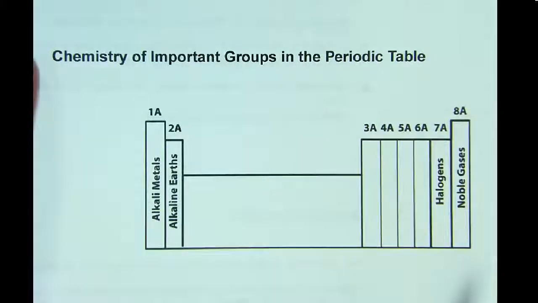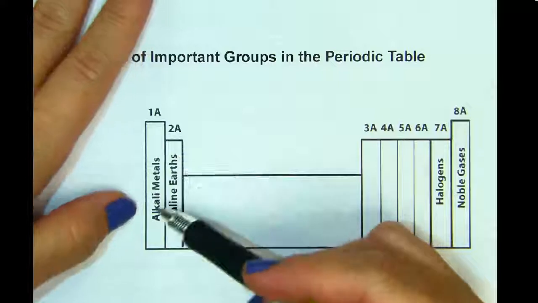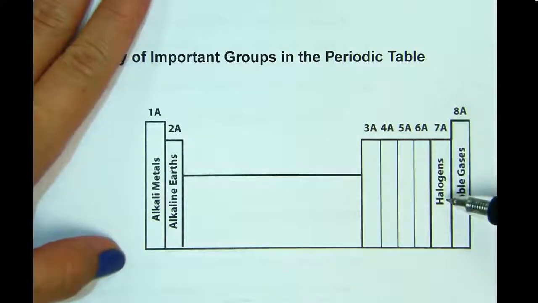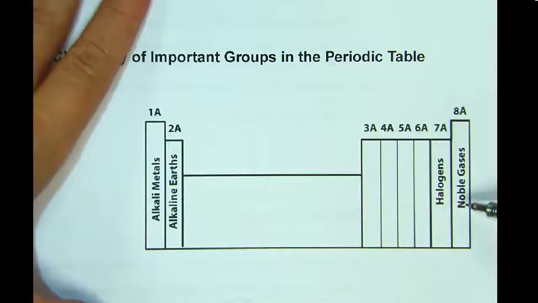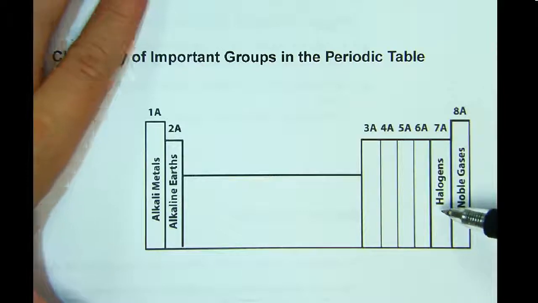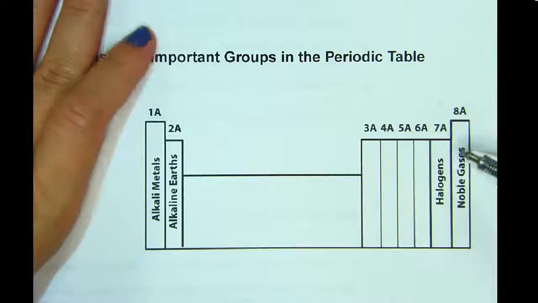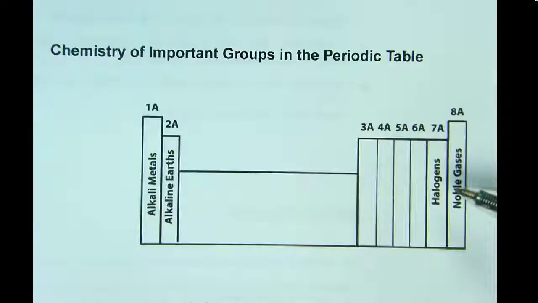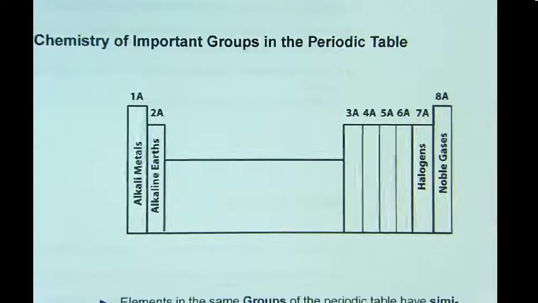Chemistry of important groups on the periodic table. Alkali metals and alkaline earth metals are in groups 1 and 2. And then over here in group 7 we have halogens, and group 8 we have noble gases. Elements in the same groups of the periodic table have similar electron configurations. This is the reason why the chemistry of elements in the same group is similar. Chemistry is most affected by the electrons in the outer orbitals, and these electrons are called valence electrons.